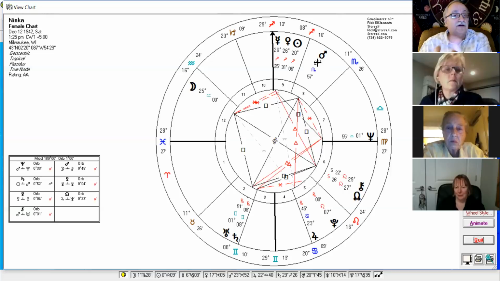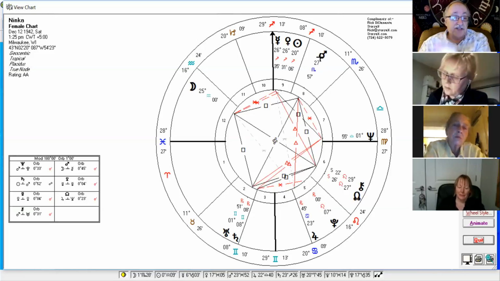But look at the Mars. The Mars is 27. It's right opposite Uranus. The Mars is right opposite Saturn. Look at the mixed messages that this Mars is going through. She's got an 8th house Mars, which is passionate. She wants to do something. She gets into doing it. And the Uranus in Gemini says, oh, well, let's go do something else.